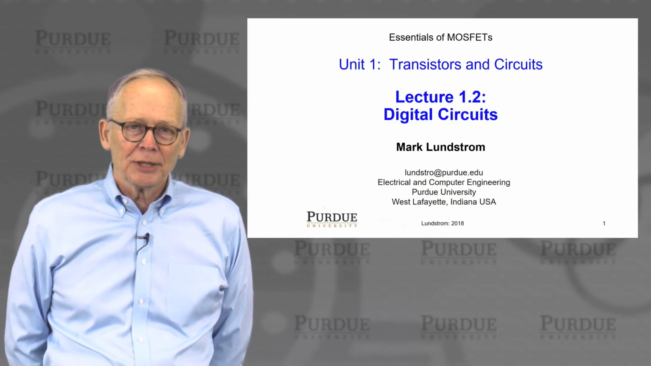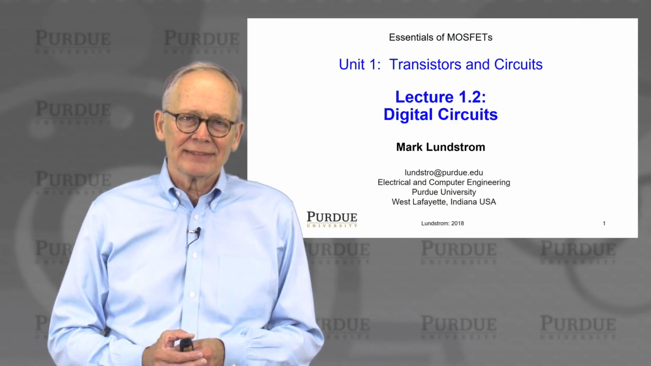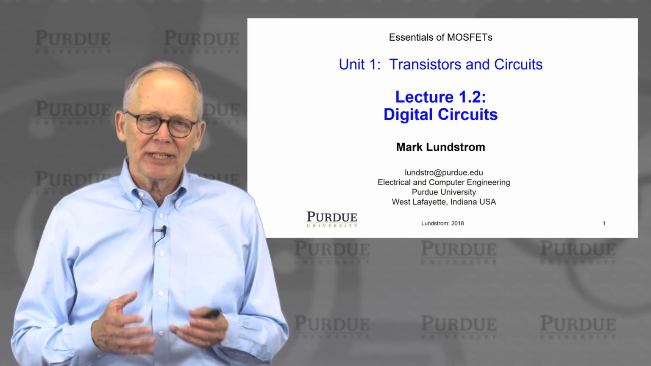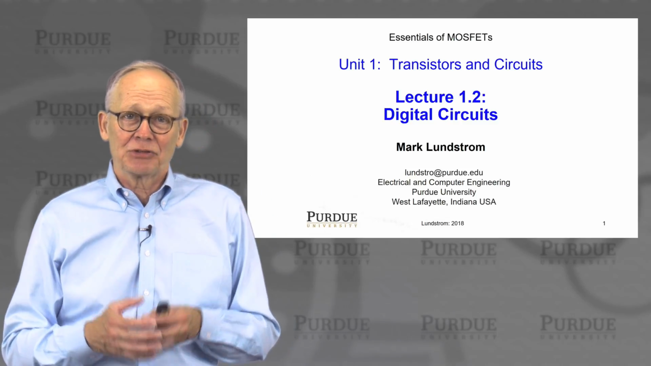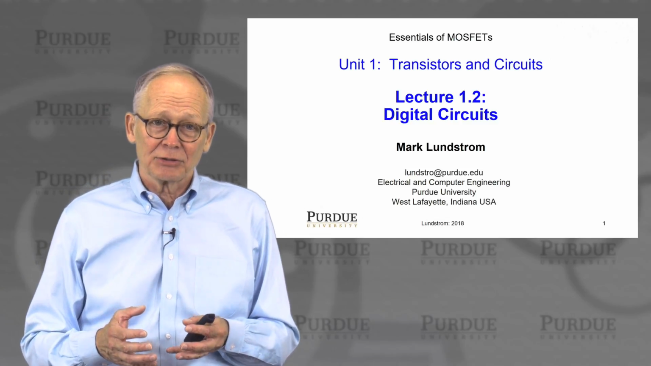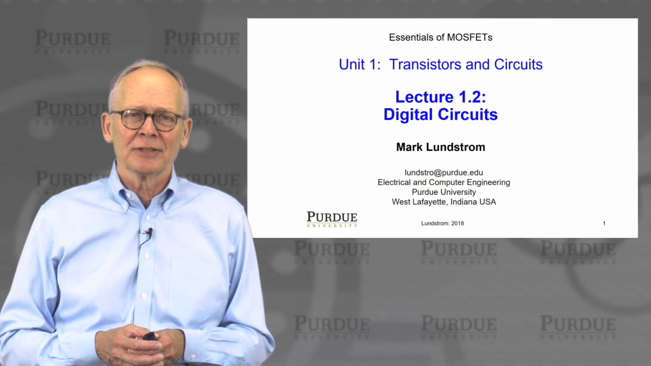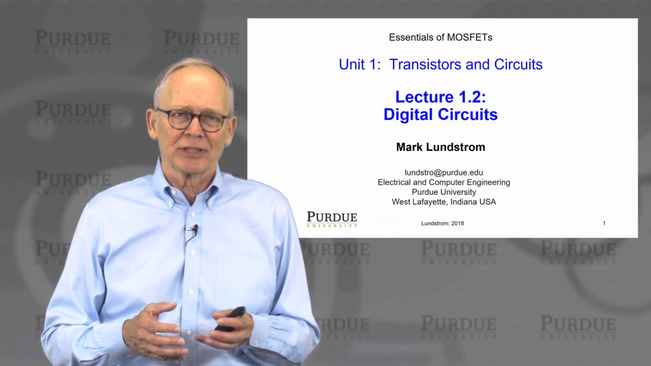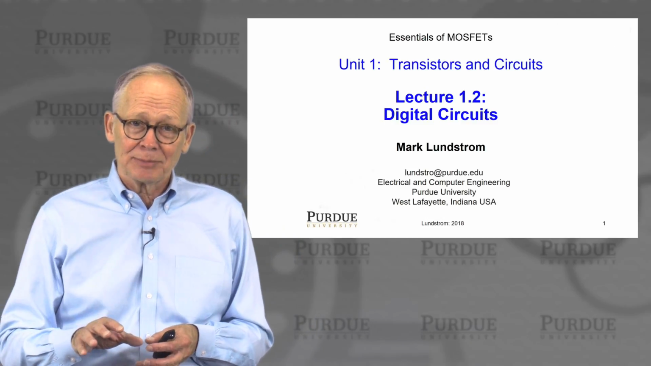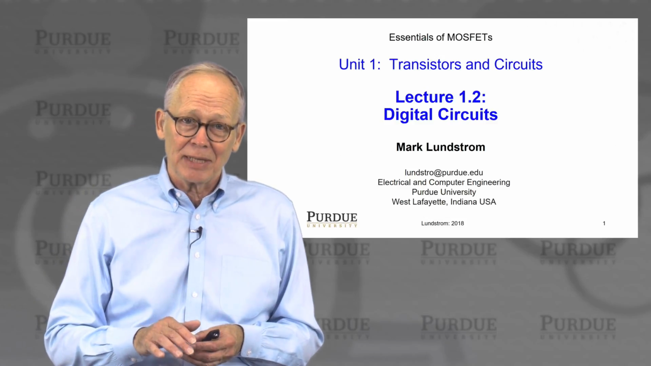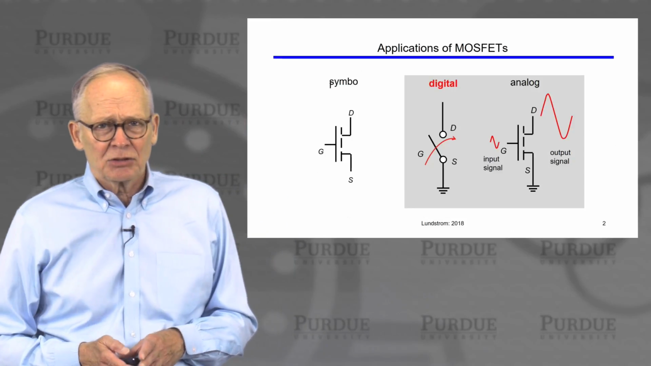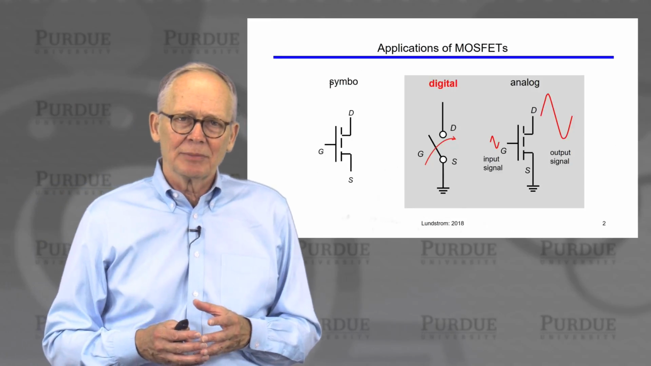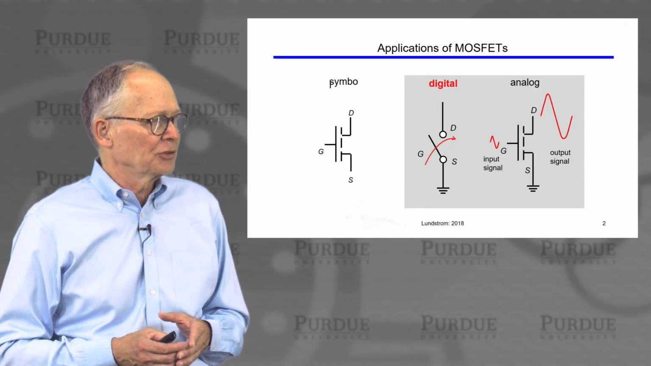Well, welcome back to Unit 1. We learned a little bit about transistors in the previous lecture, but to really appreciate what transistors are for and what IV characteristics we are looking for in a transistor, we need to understand something about the circuits that they're used in. This lecture is about digital circuits. The next lecture is about analog circuits. So it's going to be a very quick look at some of the key considerations in digital circuits.